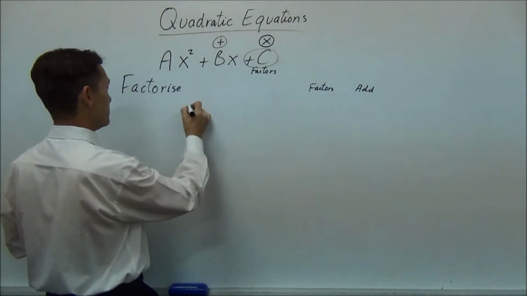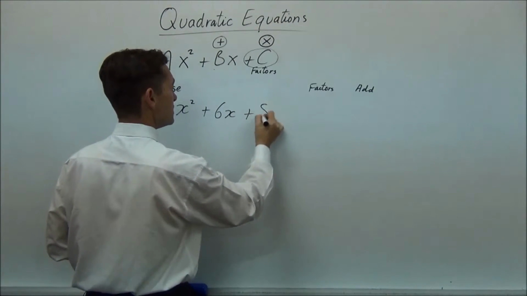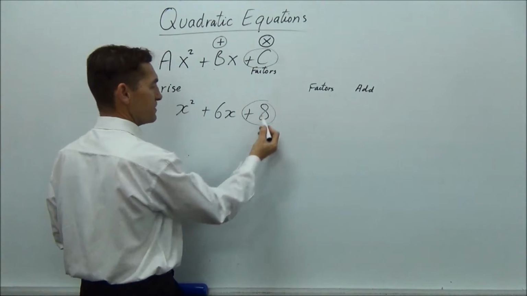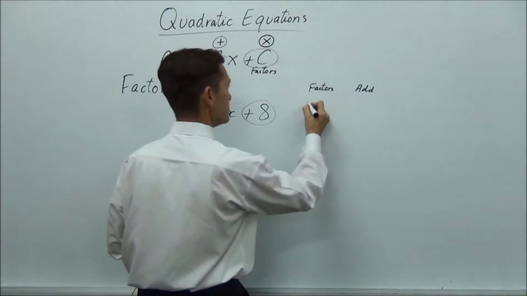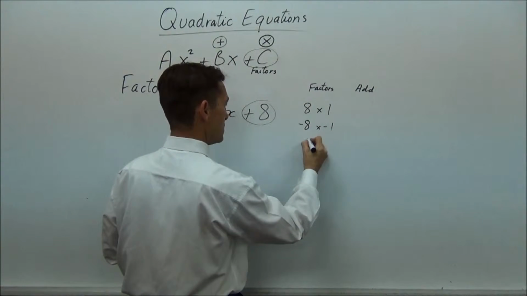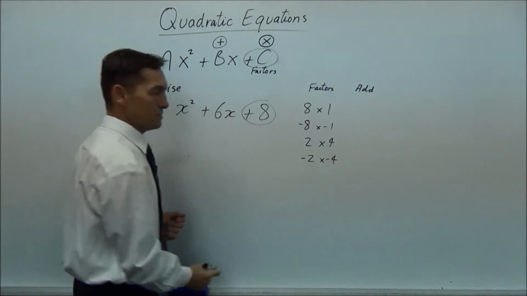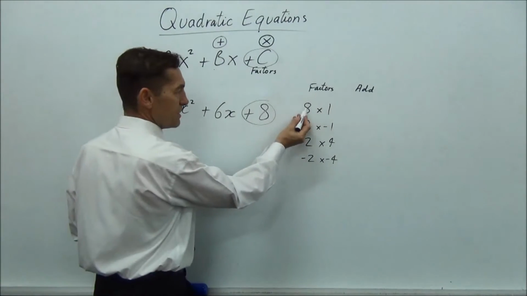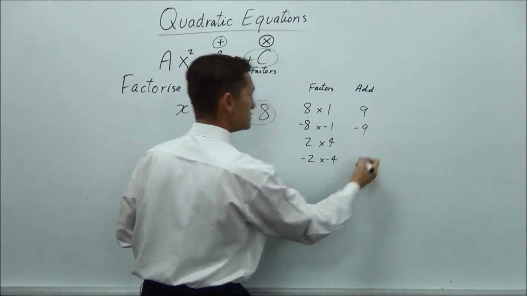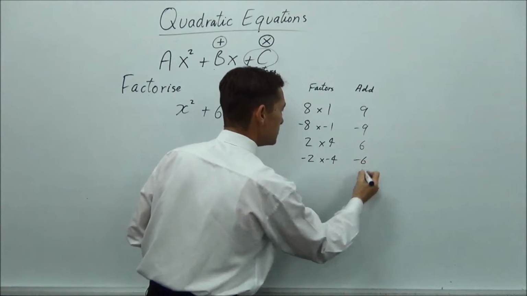We'll go x squared plus 6x plus 8. Same process. What are the factors of plus 8? Well, how can we get that? We can go, well, that equals 8 multiplied by 1, minus 8 multiplied by minus 1, 2 times 4, and minus 2 times minus 4. And that's about it. Now you want to add them up. 8 plus 1 is 9, minus 8 plus minus 1 is minus 9, 2 plus 4 is 6, minus 2 plus minus 4 is minus 6.